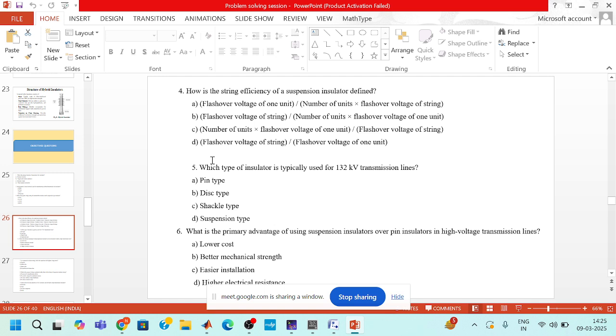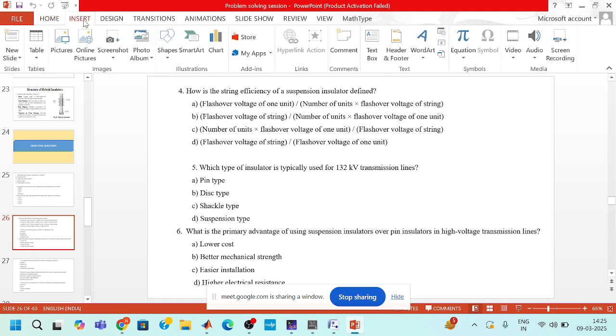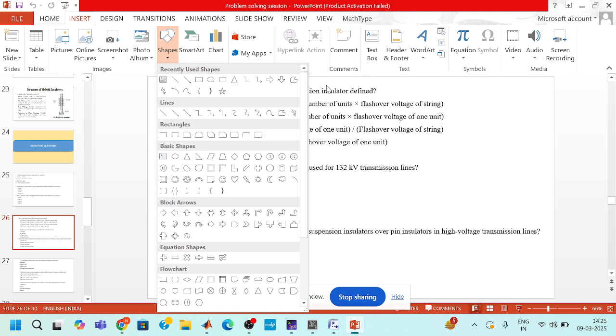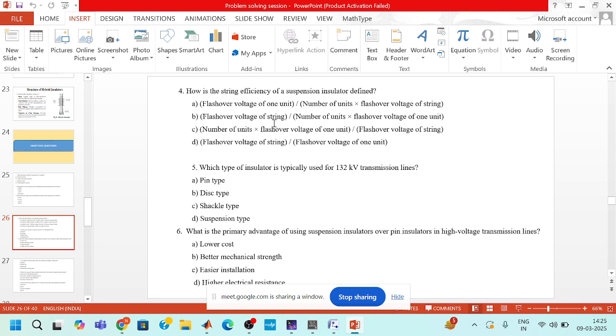What would be the answer? Anyone? B, madam. Okay. Flashover voltage of string divided by number of units into flashover voltage of each unit. From this formula, we can find out the string efficiency of suspension insulators. Option B is correct.